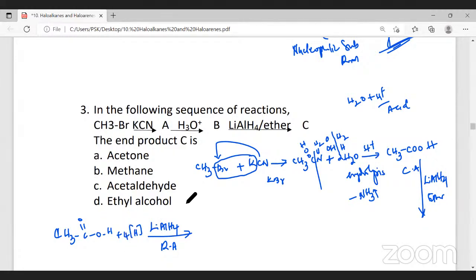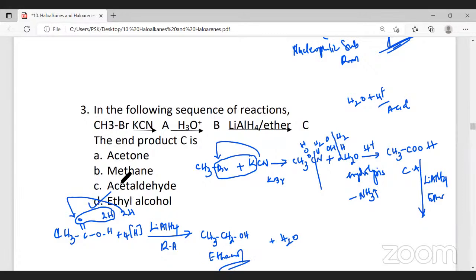For this reaction, 1 mole of acetic acid will require 4 moles of nascent hydrogen. So that 4 moles of hydrogen, I can write it as 2H and 2H. So when I write 2H, what happens? 2 hydrogen and oxygen get eliminated as water. In place of this oxygen, what goes? Hydrogen. So how many hydrogen? 2 hydrogen. Therefore, what do I have now? CH3, CH2, and OH. What will this be called? This is called ethanol. See, the answer will be option D.